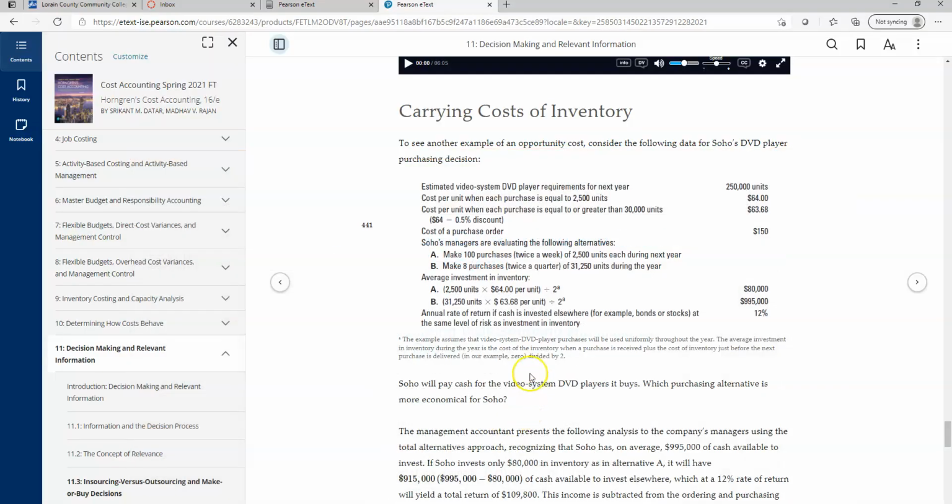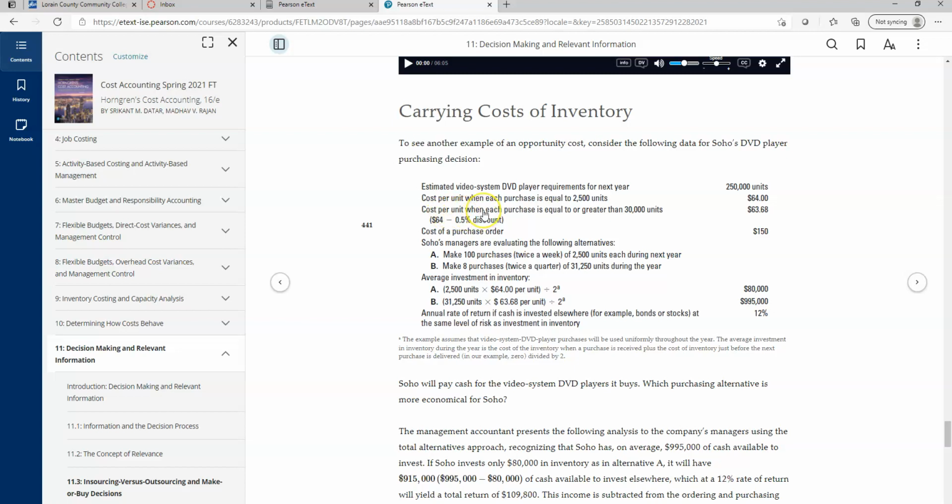Let's take a look here. If we decide to purchase these units for Soho's DVD player purchasing decision, let's say we estimate requirements next year at 250,000 units. Depending on when we order and how much we order at a time, we're going to be given a price break or not. In this case, if we purchase 2,500 units at a time very frequently, twice a week, then our cost per unit is $64.